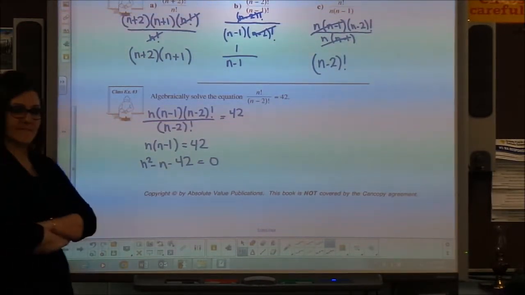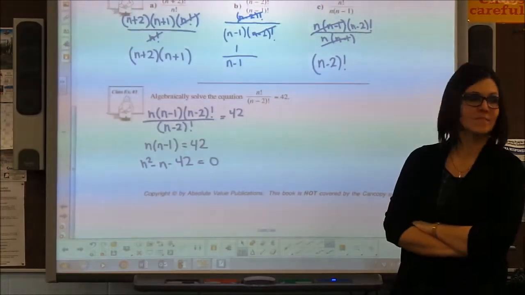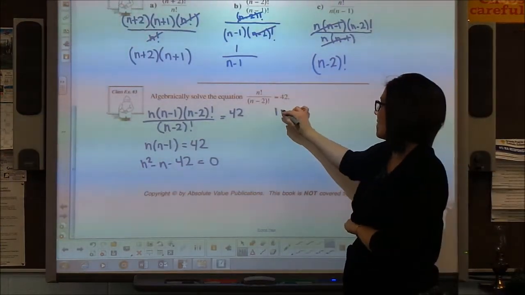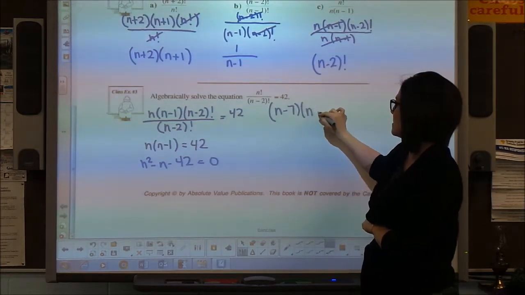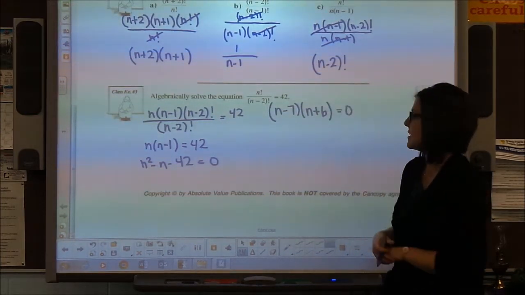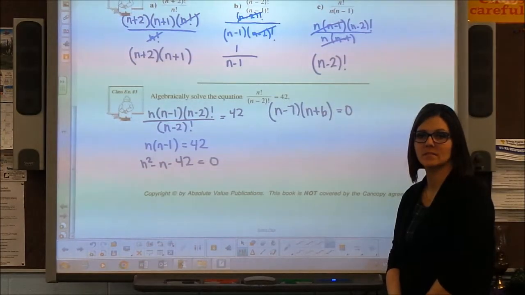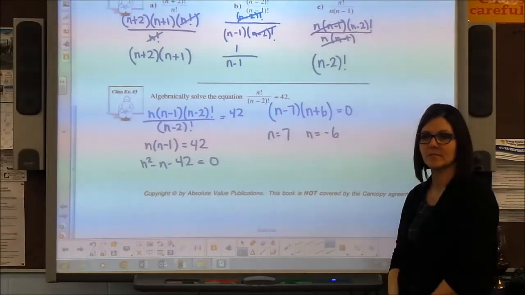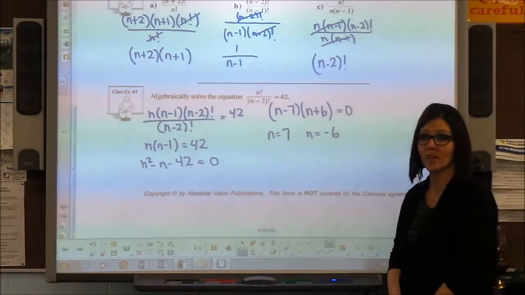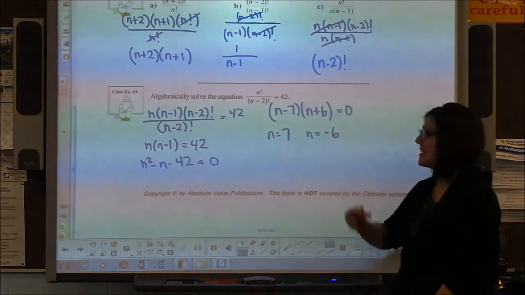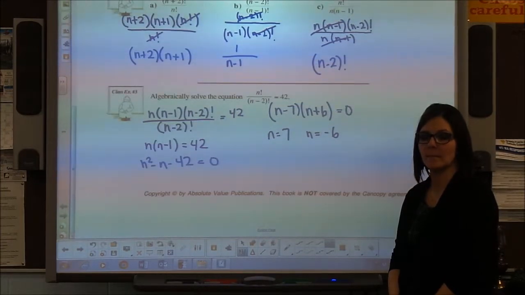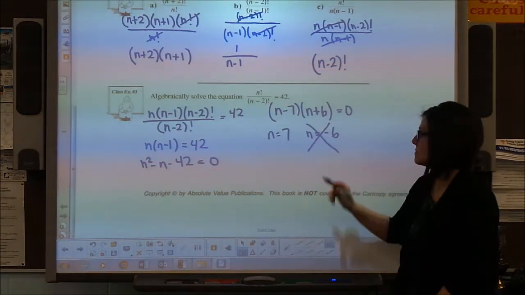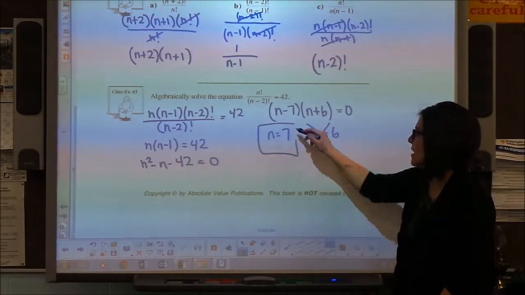Factor it. So negative 7 and positive 6. So I get n minus 7 and n plus 6. So what can n equal? 7 or negative 6. Okay. Do these two answers make sense? So does 7 make sense? Can I have 7 factorial and 7 minus 2 factorial? Yeah. Does negative 6 factorial make sense? No. That's eliminated as an answer. My answer would be 7.